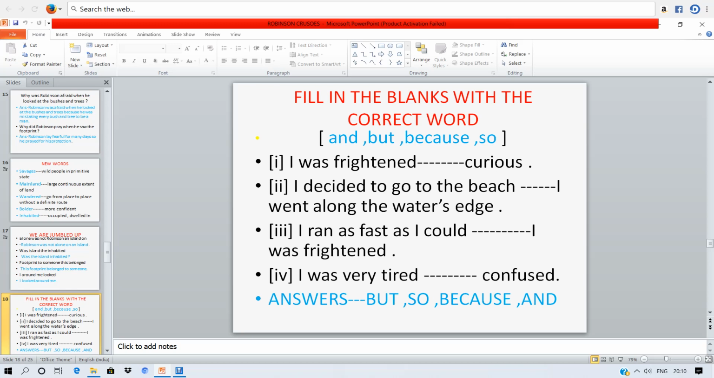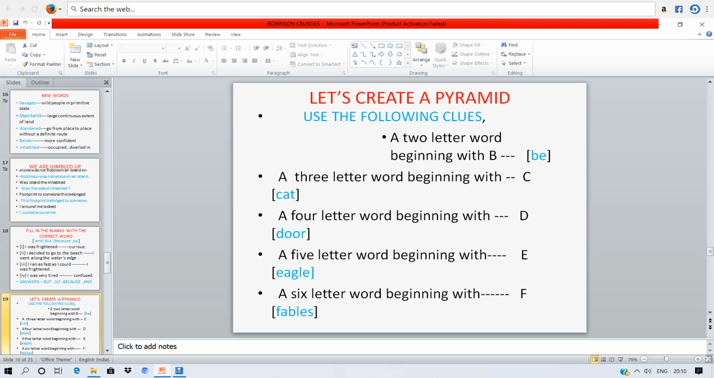So you have seen, children, how you have to fill in the correct option to make the sentence meaningful. And here, children, let's create a pyramid. And how are you going to make a pyramid? By using the following clues given over here. The first one says a two-letter word beginning with B.